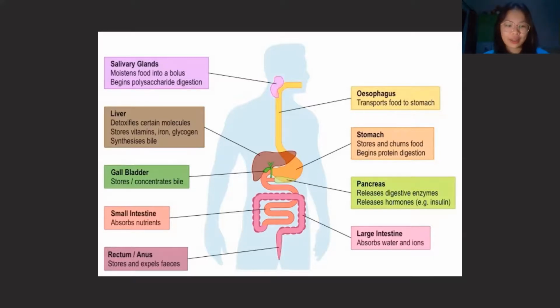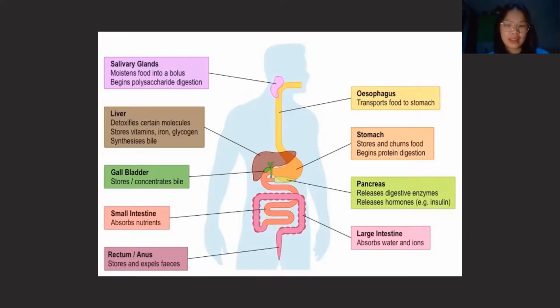Right. The accessory organs include salivary glands. So the salivary glands moisten food in our mouth so that it would pass through our esophagus easier. Furthermore, the saliva also consists of amylase that breaks down the starch. So this is also why if you eat bread and you chew, it would slowly become sweeter because the starch is slowly broken down into simple sugars.